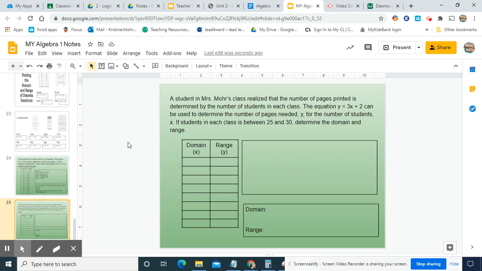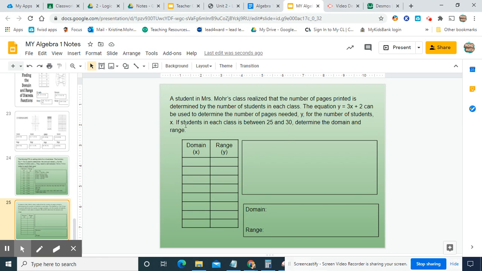A student in Miss Moore's class realized that the number of pages printed is determined by the number of students in each class. The equation y equals 3x plus 2 can be used to determine the number of pages needed y for the number of students x. If students in each class is between 25 and 30, determine the domain and range.